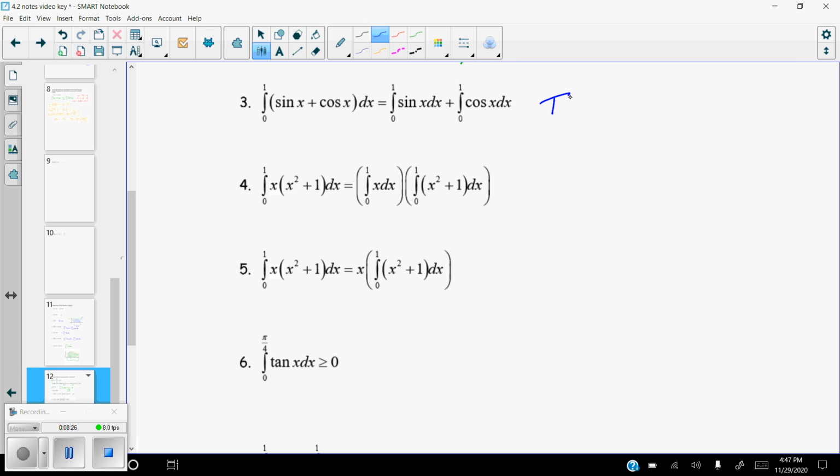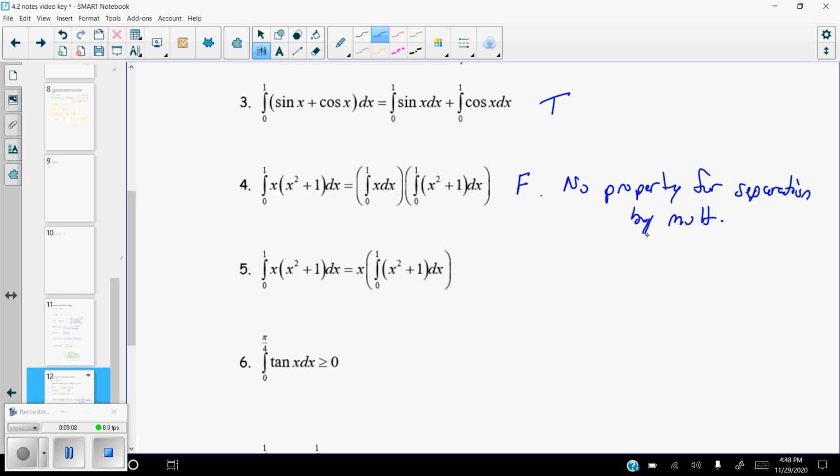The next one, number 4, says the integral from 0 to 1 of x times x squared plus 1 dx can be rewritten as the integral from 0 to 1 of x dx times the integral from 0 to 1 of x squared plus 1 dx. This one is false. We actually don't have a property for separating multiplication. So there is no property for separation by multiplication. Okay, you can separate through addition and subtraction, but not through multiplication and/or division.